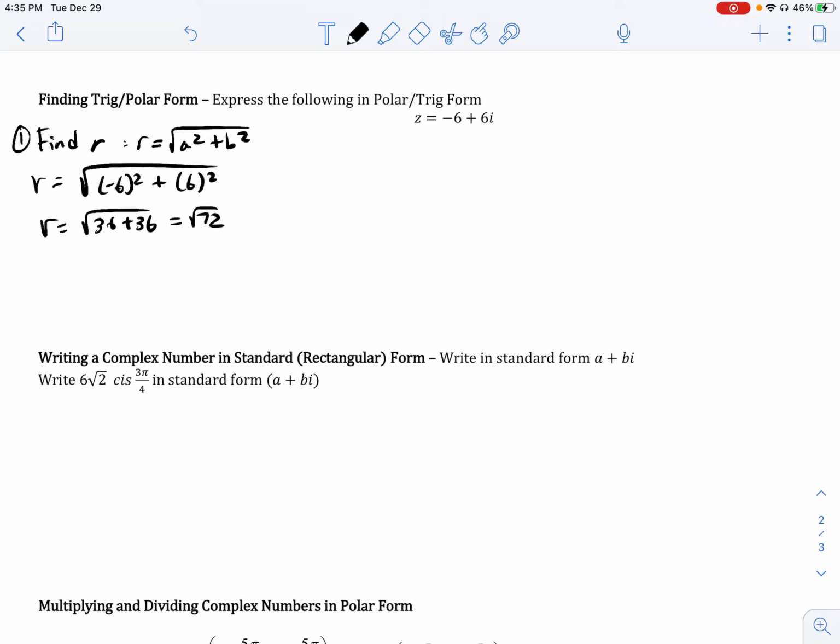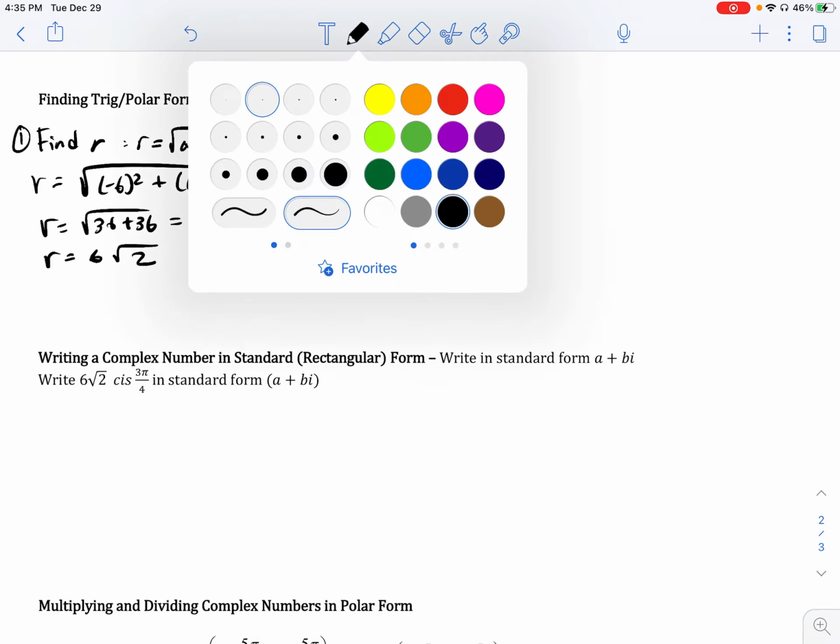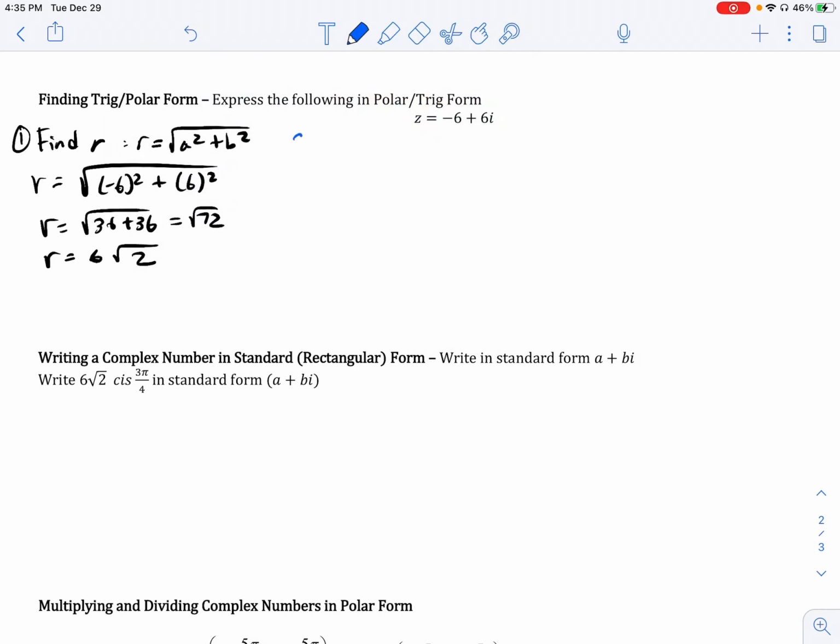And we can actually simplify that further. We can say r is equal to 6 root 2. Okay, next, second part is for us to find our angle theta. Let's find theta. So in other words, if we treat this complex number like it's a vector, we're finding its magnitude and its direction angle.